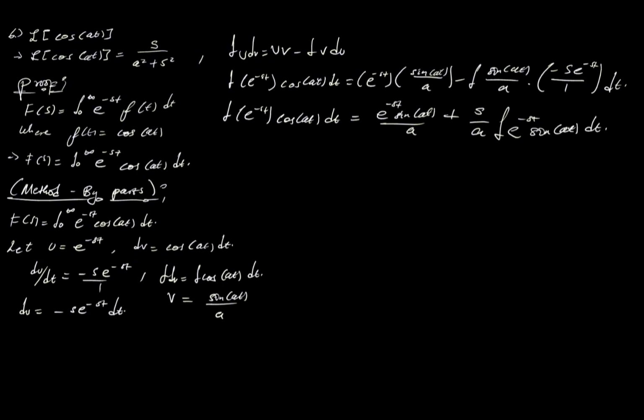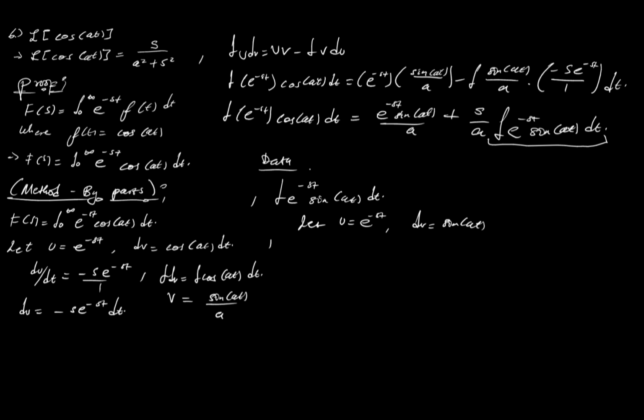Now, the integral of e to the minus st sine at is also another Laplace, which is just Laplace of sine at. So we're going to also integrate this by parts. Let us find the integral of e to the minus st sine of at dt. In a similar manner, we're going to apply the same thing. We're going to let u be equal to e to the minus st. dv, in this case, will be equal to sine of at dt.